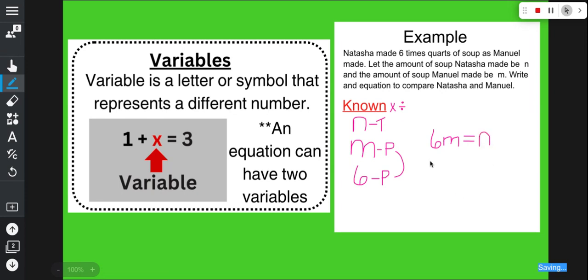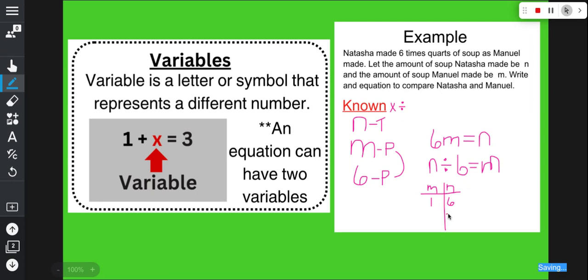We can also write this as a division problem, and we would start with Natasha divided by 6 equals Manuel, because Manuel is 6 times smaller than Natasha. Now this is helpful if we're trying to put together maybe an input-output table where we have Manuel and we have Natasha. If we have 1 quart of soup for Manuel, we could put the 1 into this top equation here, and it would be 6 times 1, and Natasha would have 6 quarts.